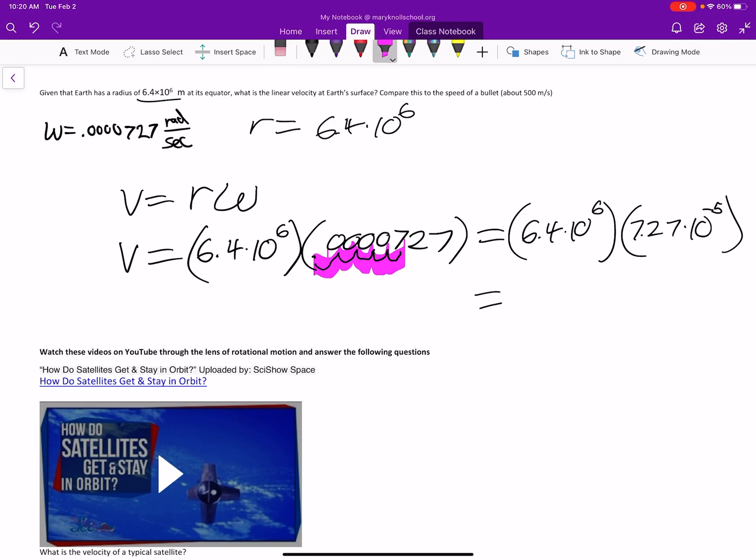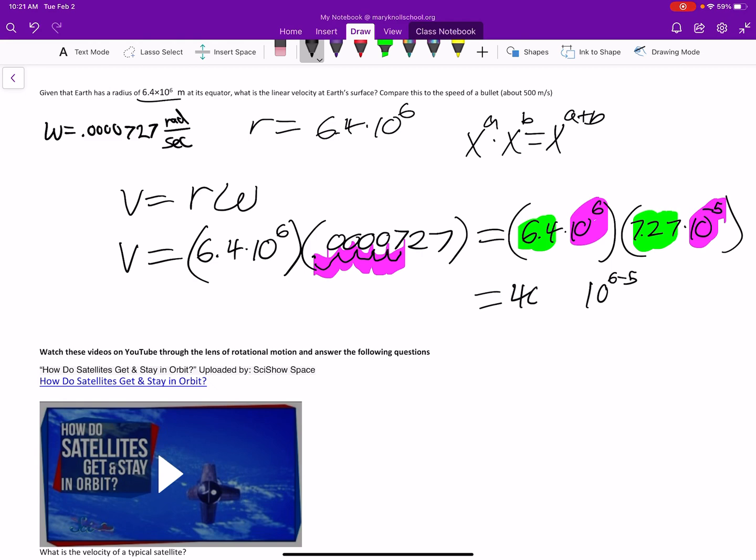All right, I'm going to go ahead and combine these terms, 10 to the 6th and 10 to the negative 5th, using x to the a times x to the b equals x to the a plus b, just from math class. So that's going to be 10 to the 6 minus 5. And then we're also going to multiply these two. So 6.4 multiplied by 7.27, and I get 46.5.